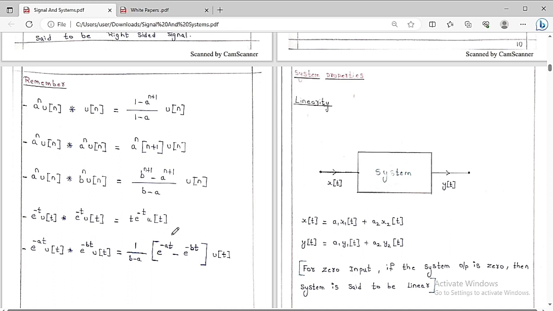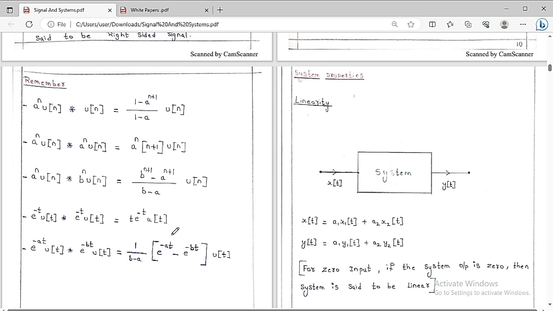So these are the 5 equations you always have to keep in mind. Finally, I can say a to the power of n u of n convolution of u of n is equal to (1 minus a to the power of n plus 1) by (1 minus a) into u of n. A to the power of n u of n convolution of a to the power of n u of n is equal to a to the power of n into (n plus 1) into u of n.